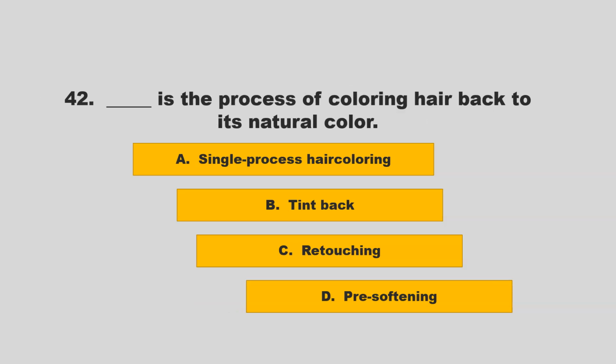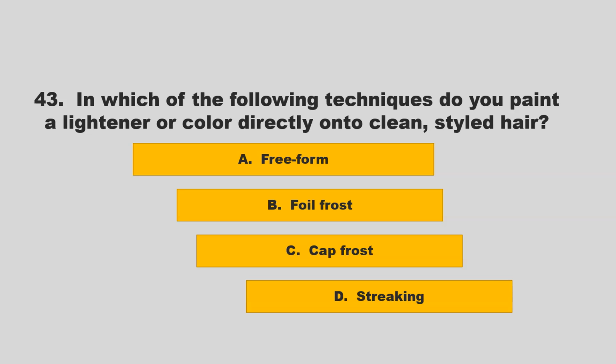Blank is the process of coloring hair back to its natural color. Is it single process hair coloring, tint back, retouching, or pre-softening? If you chose B, tint back, you are correct.